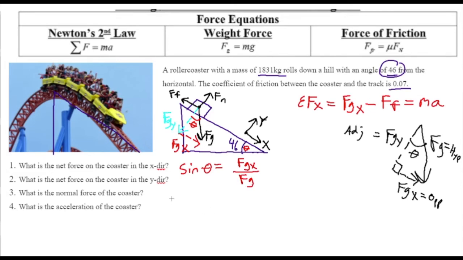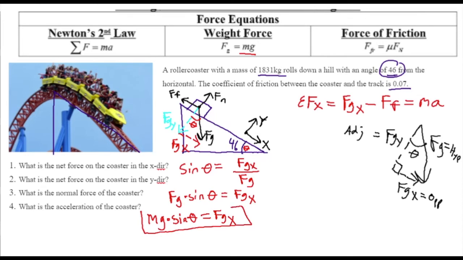I simplify this and I get force gravity times sine of theta is equal to force gravity x. We should know that force gravity is really just talking about mass times gravity, so we can simplify that once more and just write mg times sine theta is equal to force gravity x. This equation will always hold true when we are on an inclined plane.